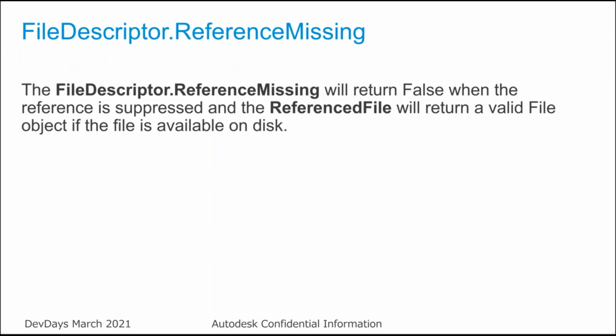ReferenceMissing will return false when the reference is suppressed. I mean, earlier we had a conflict: when the component was suppressed, it was still returning true. Now we make sure that it returns false when the reference is suppressed. And the reference file will return a valid file object if and only if the file is available on the disk.